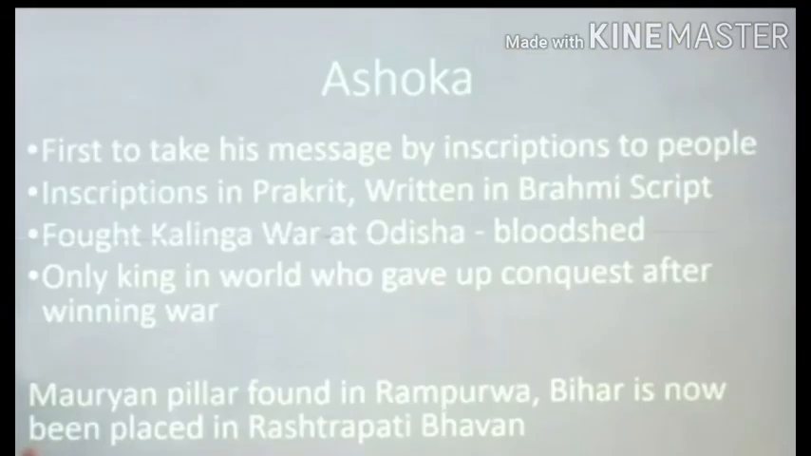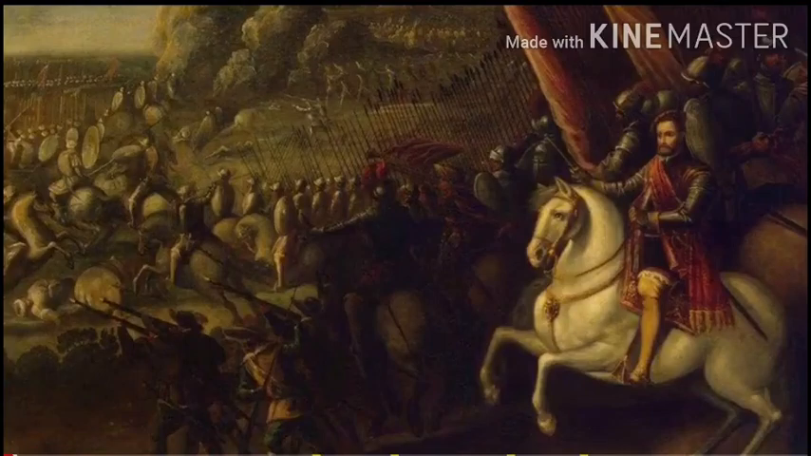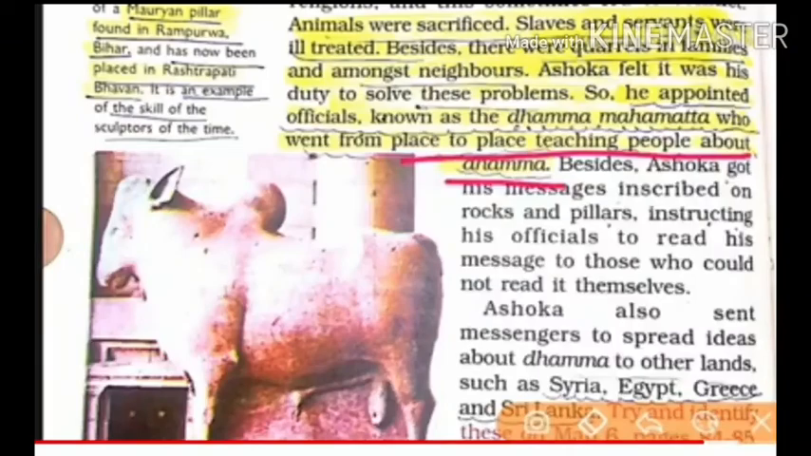In what ways was he different? He was the first ruler who carried messages to people by inscribing them on rock pillars. His inscriptions were in Prakrit, written in Brahmi script. He fought the war of Kalinga, and after this war, his life completely changed. He was the first king who gave up conquest after winning a war.